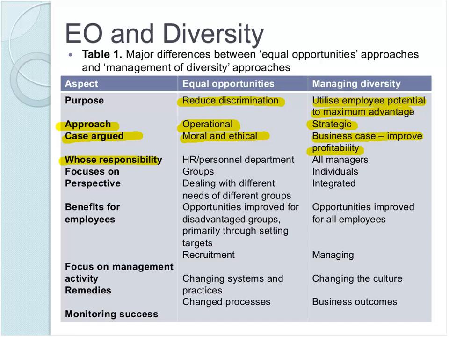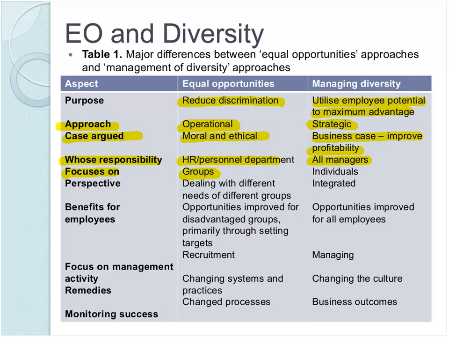So, whose responsibility is equal opportunity in the company? Equal opportunity in the company is the responsibility of the human resource department, but in managing diversity it is all managers, which means all supervisors are responsible for managing the different people. So equal opportunities focus on groups, like groups of men, groups of females, groups of older people, or groups of younger people. The equal opportunities approach is concentrating on the different groups.